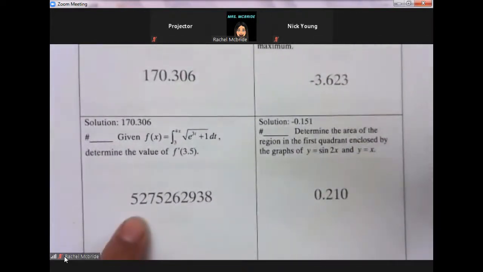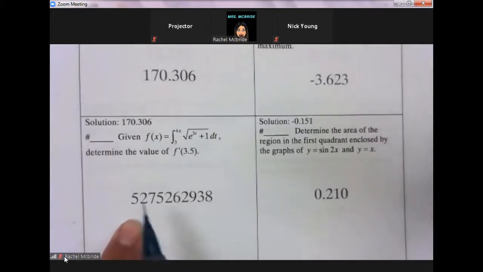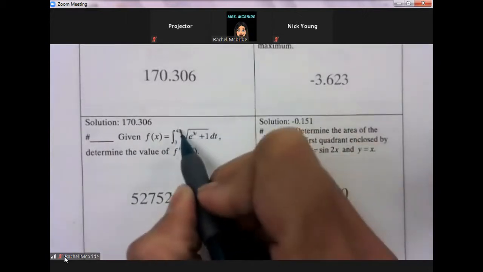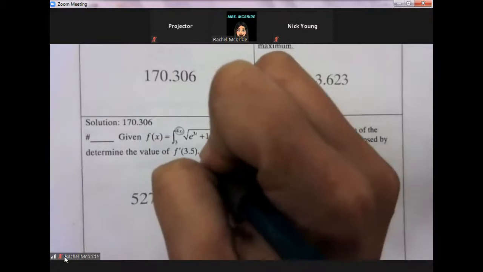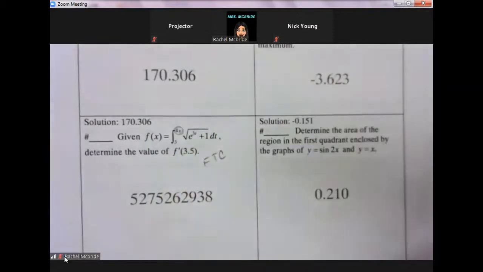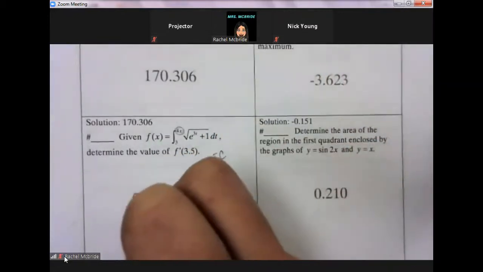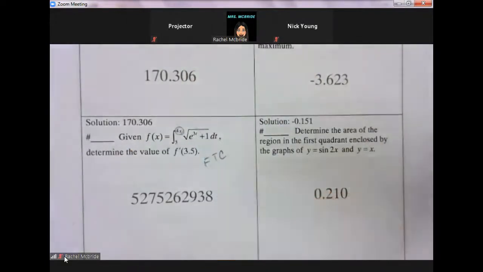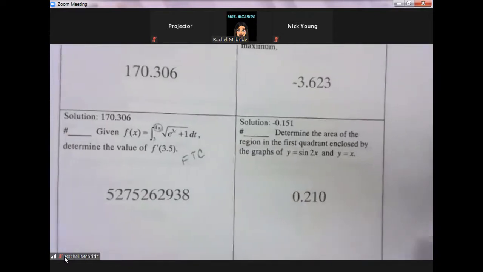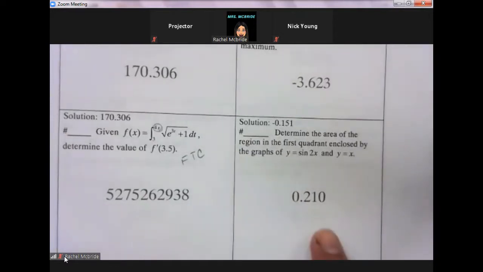This one was a big one, and if you couldn't get this answer, make sure that you took the derivative of the bound. So this is a fundamental theorem of calc question, and in order to get the correct answer, you had to remember that when your bound is something other than an x, you have to take the derivative of it and multiply it by your antiderivative plugged in. And here we got 0.210.